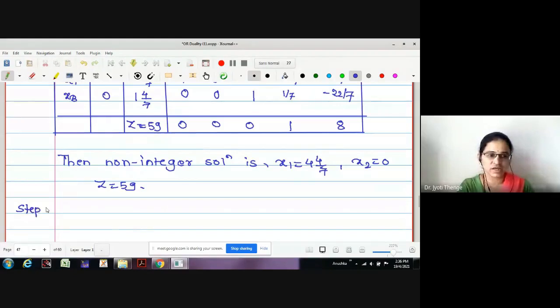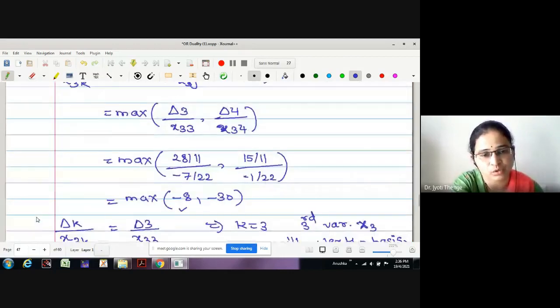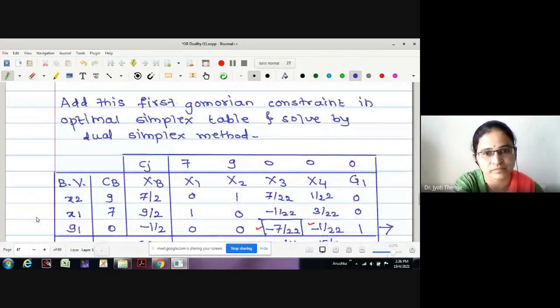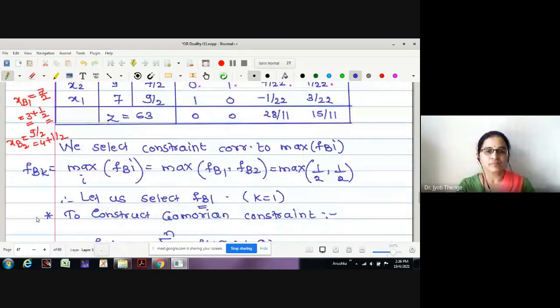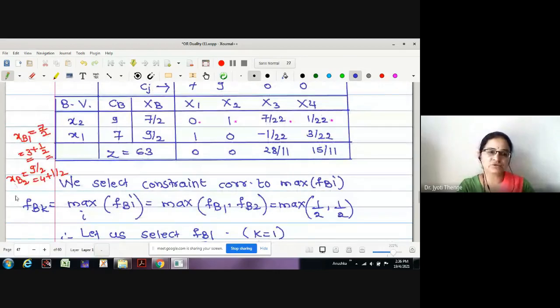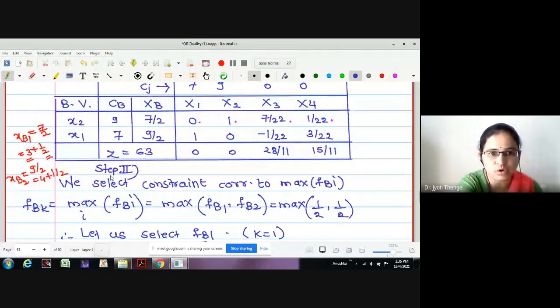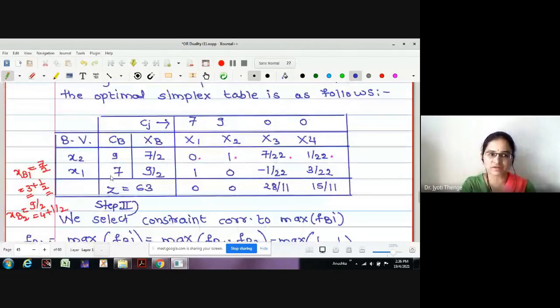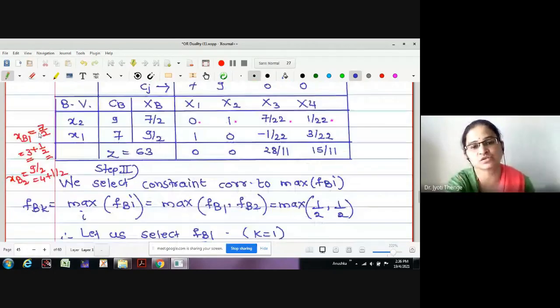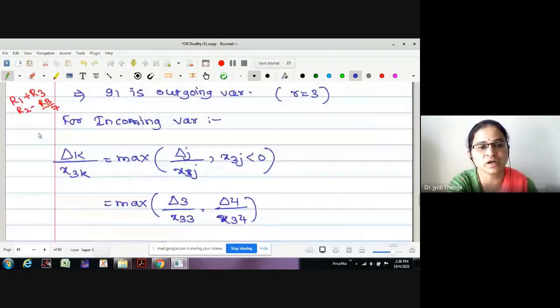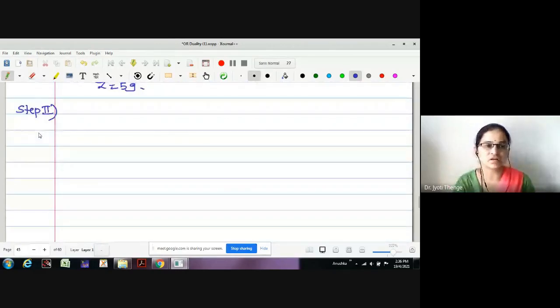Shall I write this as step 2? Somewhere here I should write step. No, actually this should be step 3. After solving this, here I should start with step 2 somewhere. I forgot to write actually. This is step 2. Why I am writing this as step 2? Because solving by usual simplex method will be my step 1. Second step is construction of first Gomorian constraint. Now we will go for third step, constructing the second Gomorian constraint.